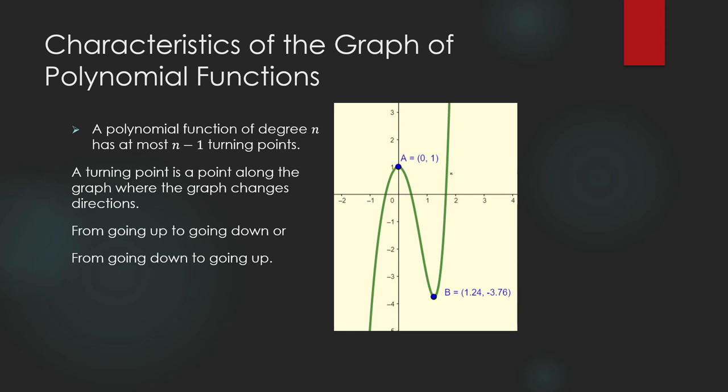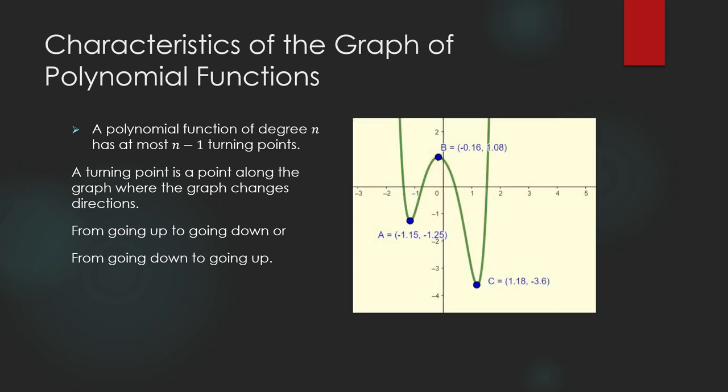So to the left of A, your graph is going up, and then past A, it goes down. Here, to the left of point B, your graph is going down, and past point B, your function is going up. This graph, for example, has 3 turning points, and these are the turning points. Point A, point B, and point C.